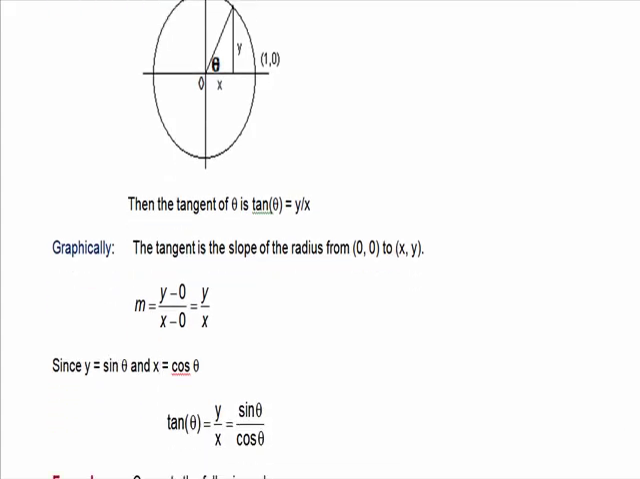Lastly, since we know y is the sine of theta and x is the cosine of theta, we could actually take either of these, which we wrote as y over x, and recognize that the tangent of theta, being y over x, would actually be sine theta over cosine theta. And again, that's something that I'm sure many of you recall from your previous experiences with trigonometry.